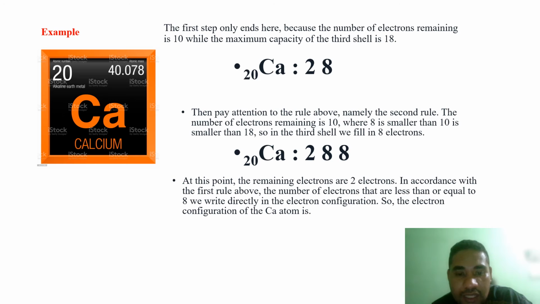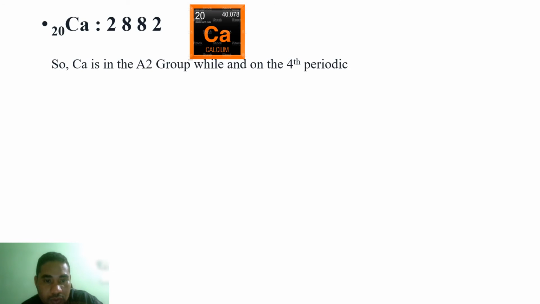So, the electron configuration of the calcium atom is K 2, L 8, M 8, N 2. So, calcium is in the 2A group while N is the fourth period.